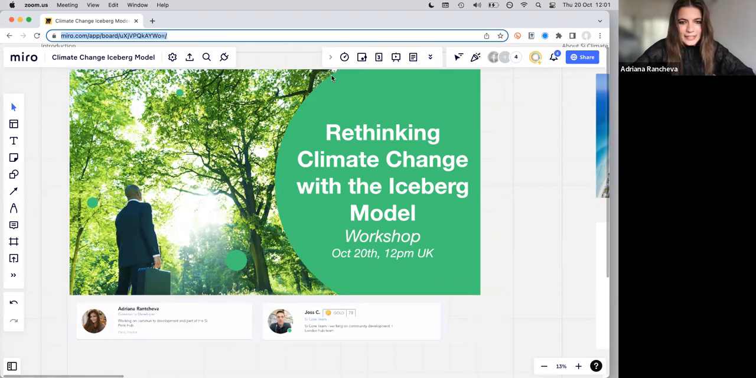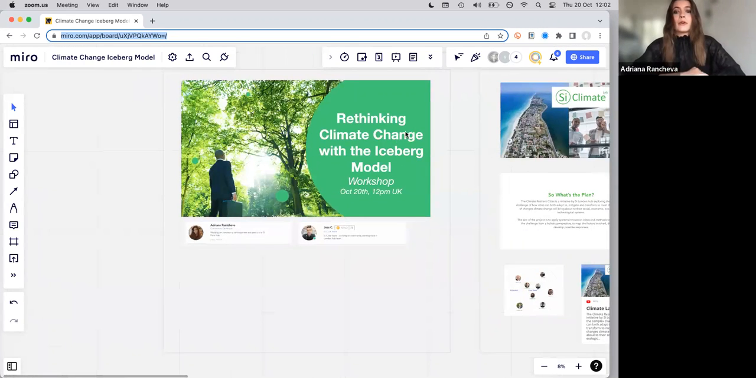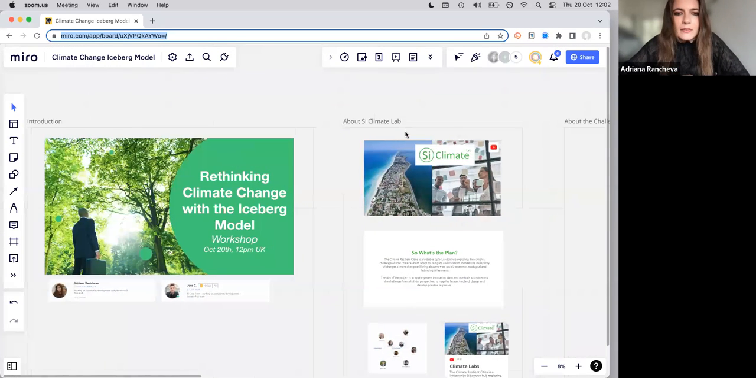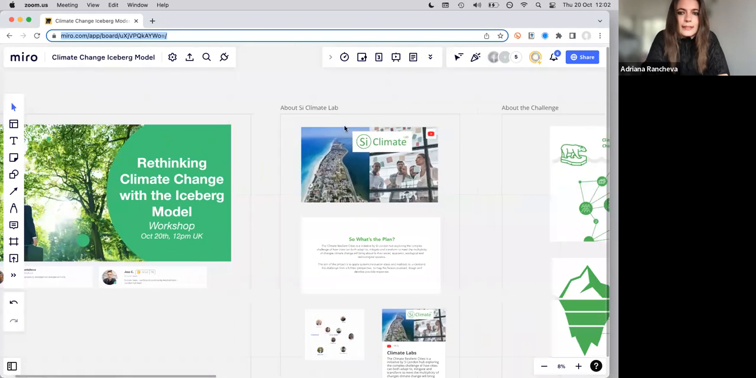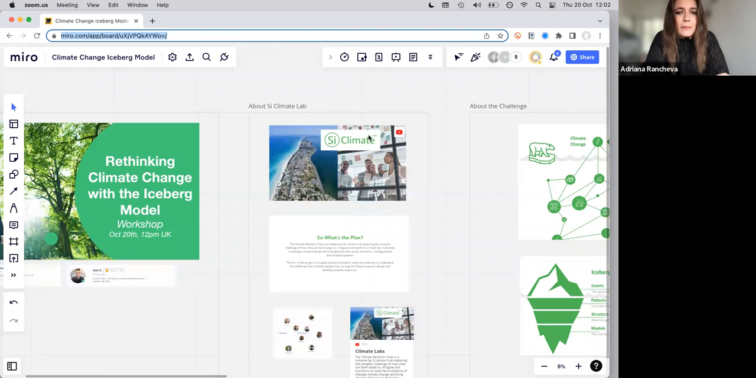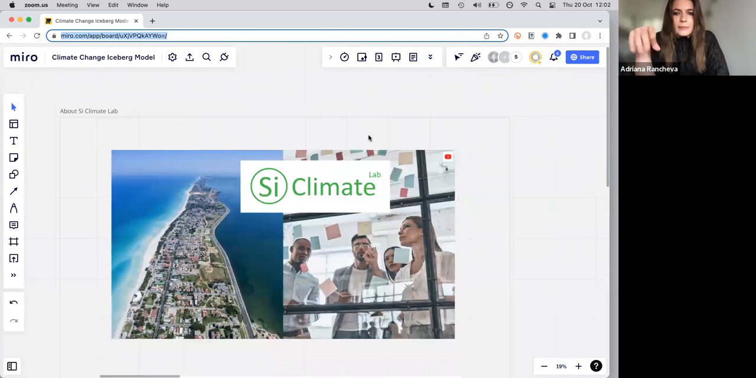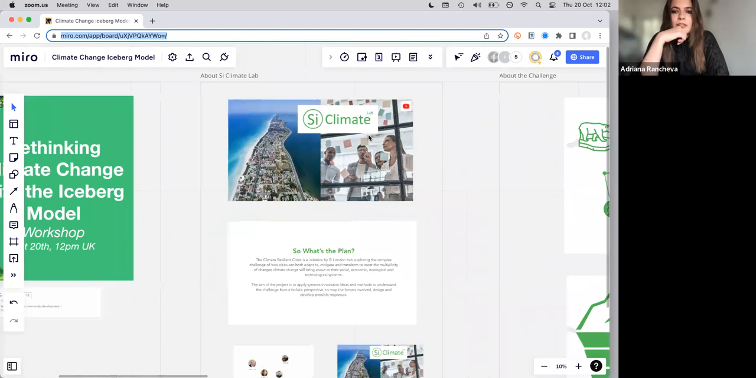So the plan for today and for this 90 minutes workshop is to explore and map out the different levels of the challenge of climate change by using the Iceberg model. This event is run by our SI Climate Lab, so we will start with a little explanation about the purpose of the lab. Then we will explain the challenge we would like to address, followed by a brief explanation of our understanding of the Iceberg model.